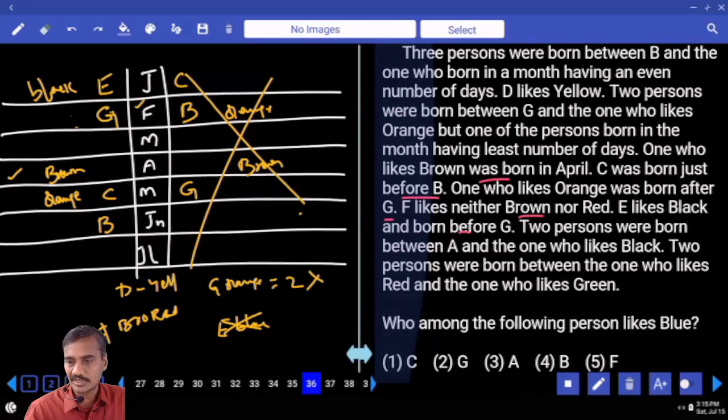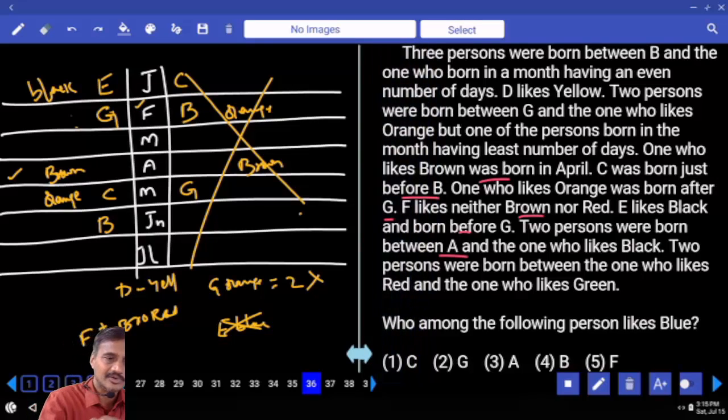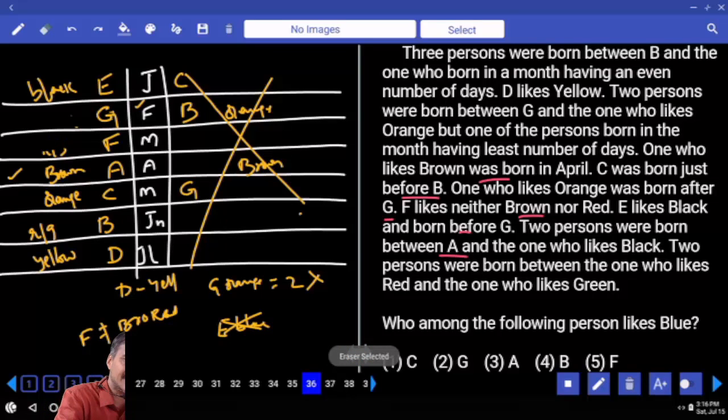And E likes black. 2 persons between A and black. Now between A and black there are exactly 2 people. A is here. And 2 persons between red and the one who likes green color. Red and green, there must be exactly 1. Red or green here, that is the only possibility we have. Then D likes yellow, so D must be here. And if D is here, F must be here. F likes neither brown nor red, hence red cannot be here, and this person must like green color.